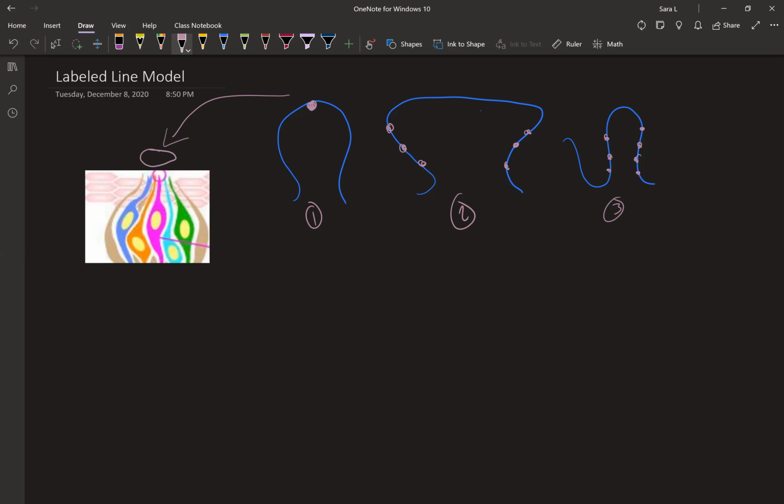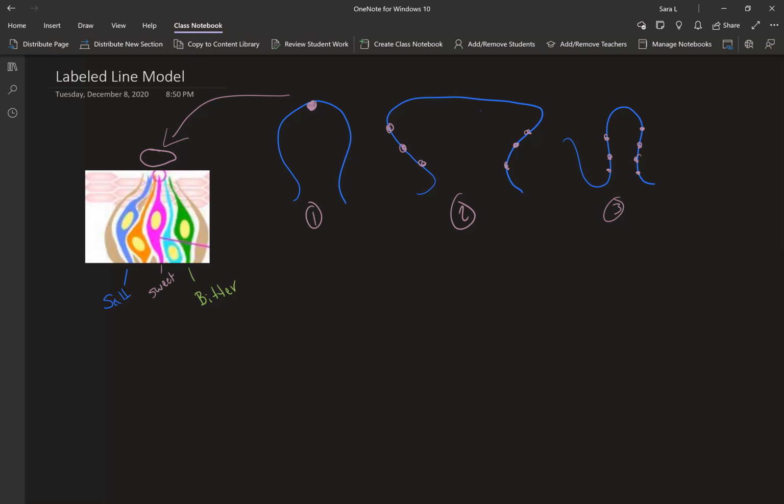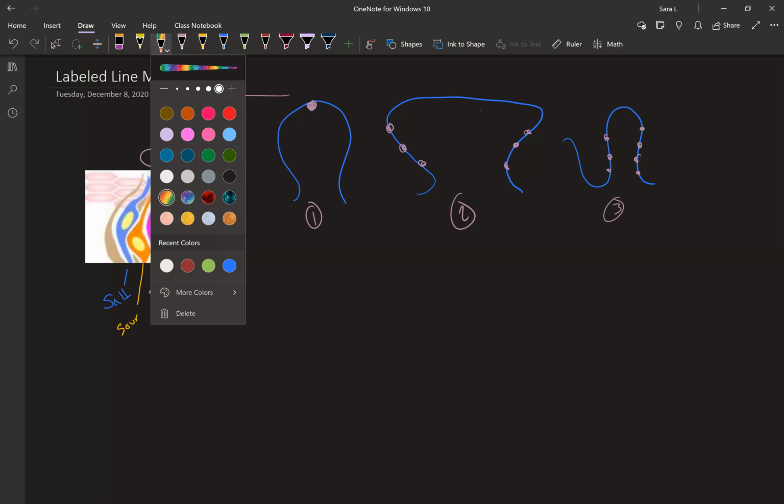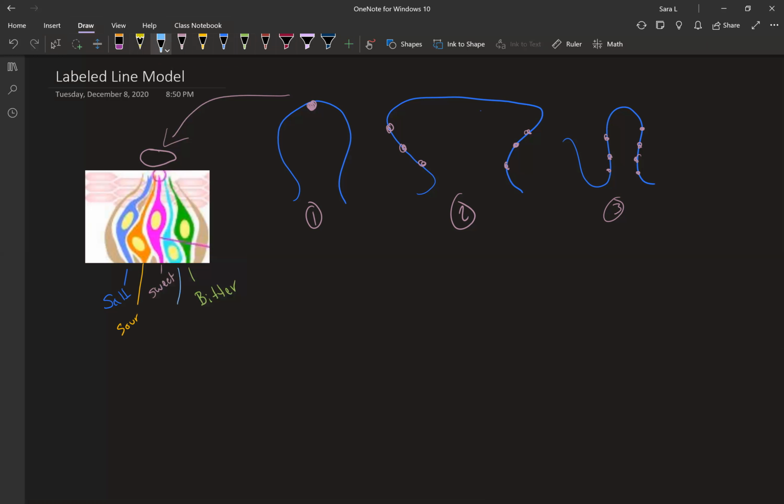So this blue one over here might be my salt. And this green one over here might be my bitter. And this pink one could be my sweet. This orange might be my sour. And then this other blue one is going to be my umami.